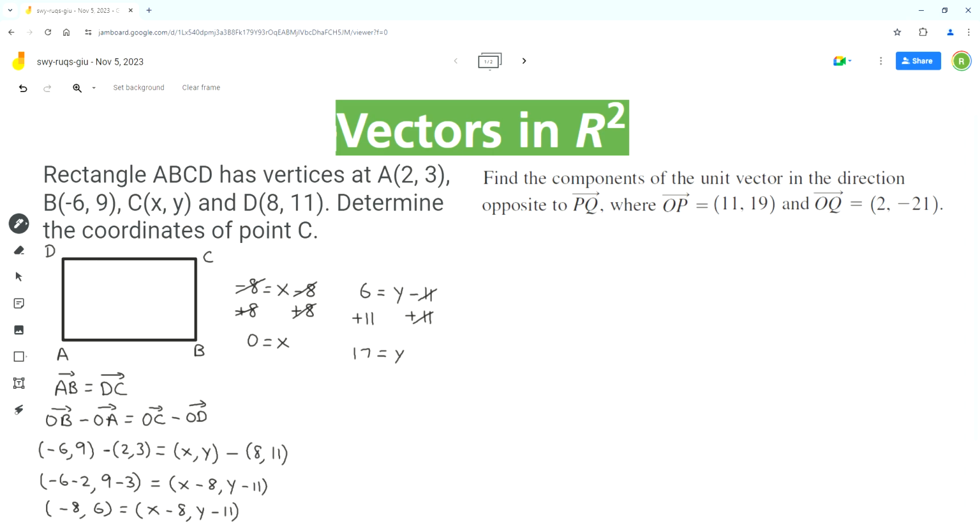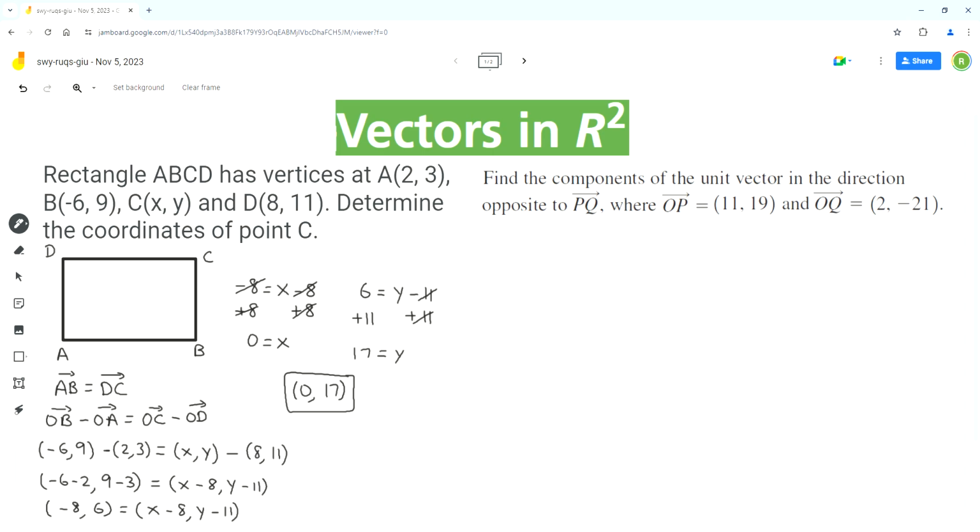Therefore, the coordinates of point C are 0 and 17. So that's point C. So this should be the final answer for the first problem. Now we can analyze the second problem.